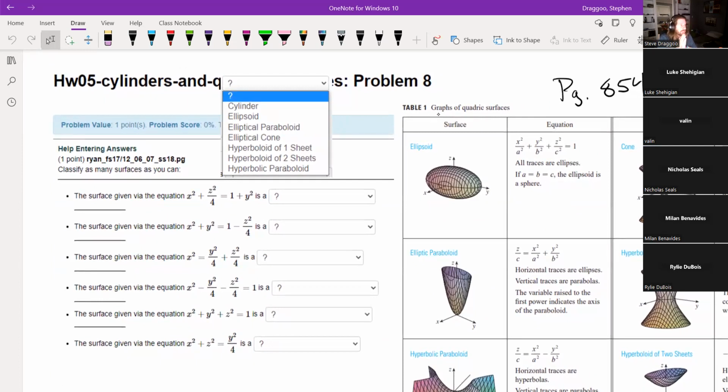Everyone's favorite, identifying quadratic surfaces based on their equations.